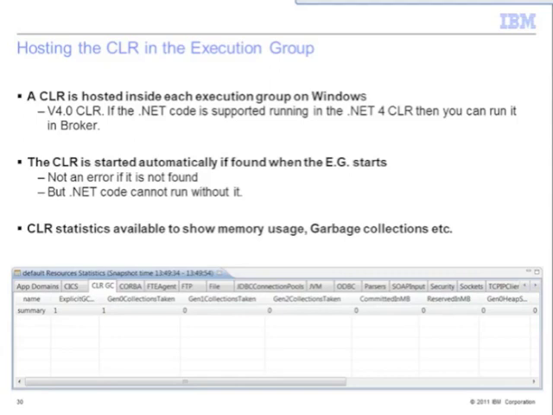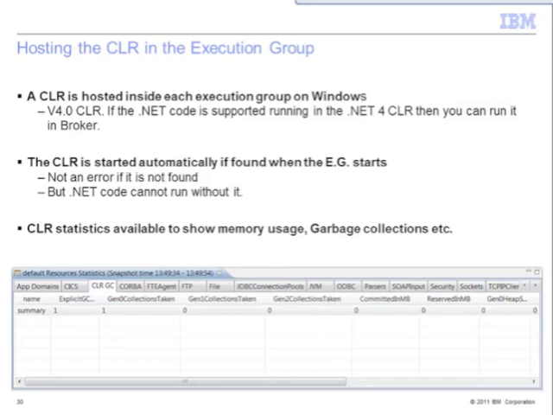And on the Windows platform, the CLR is automatically started when the execution group that hosts it starts. It's not an error if it's not found, but no .NET code can be run without it. So when you install Message Broker 8 on the Windows platform, it will automatically install the .NET 4 framework. You can choose not to install it if you wish, but by default it will be installed, and then it will automatically be started every time the execution group starts, ready just in case any .NET code needs to be deployed.